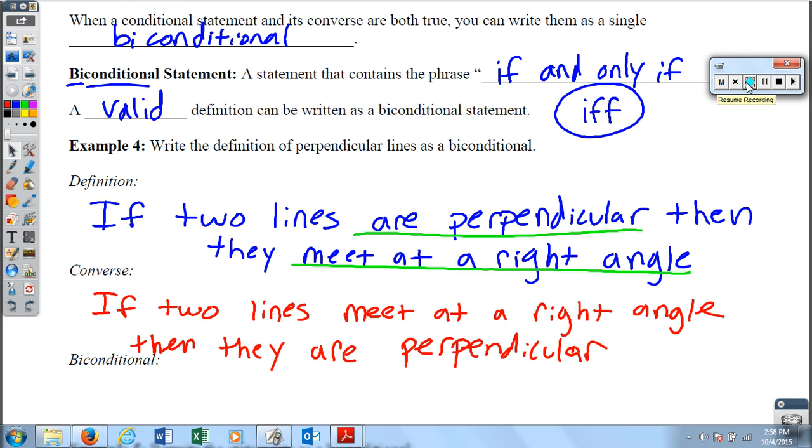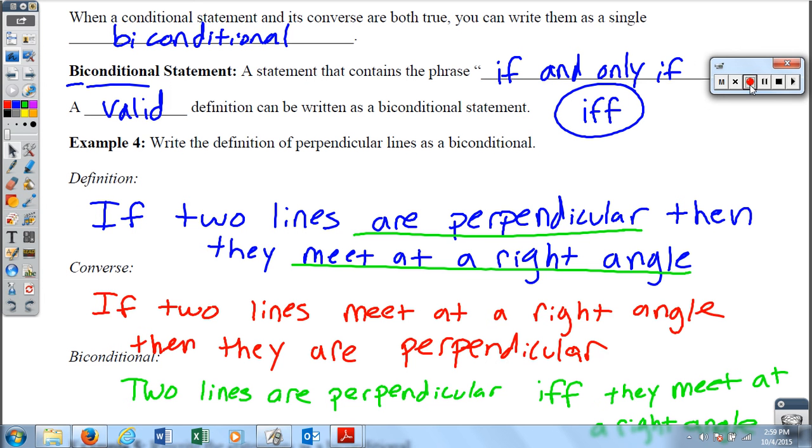Since both of these statements are true, the conditional and its converse, we can write them as a biconditional. What we're going to do is take the two statements, that the lines are perpendicular and that the lines meet at a right angle, and just write those two statements down. It doesn't matter which order we do it in, since we can do it either way. That's the whole point of it here. You can have either one first, but we write the two statements down and then put if and only if between them. And there it is written as a biconditional.